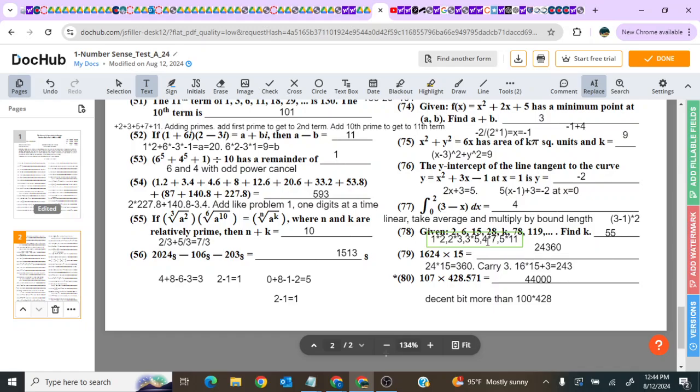1624 times 15 is what? Well, okay, you're multiplying by 15. You can do these in two segments at a time. 24 times 15 is 360. So 360, you got to carry a 3. And then you do 15 times 16 plus 3 to get 243. And that's your answer.